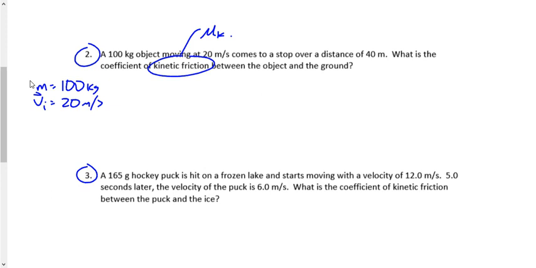Over a distance of 40 meters, I'm going to call it displacement, actually, because even though they don't give me the direction, I know the direction is in the same direction as the velocity, the positive direction. So I'll call it displacement. Is there anything else that we have here if we read between the lines? VF is what, Nick? Good. VF is 0 meters per second because it comes to a stop.